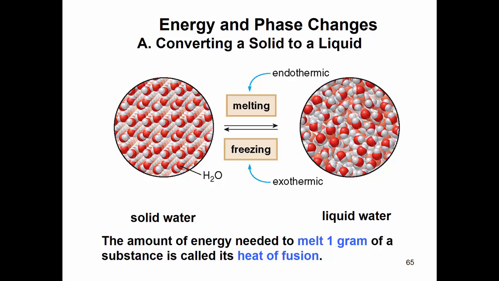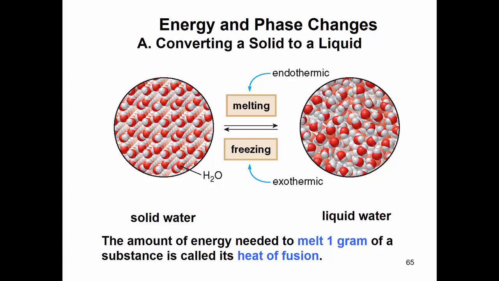If you've been watching this series of videos, we've now covered looking at gases. We've talked more in detail about solids and liquids. And now we're going to look at energy and phase changes. So we know that we can convert substances from solids to liquids, liquids to gases. And so we want to look at the energy that is involved in this.